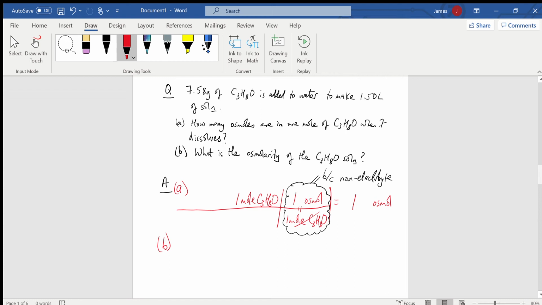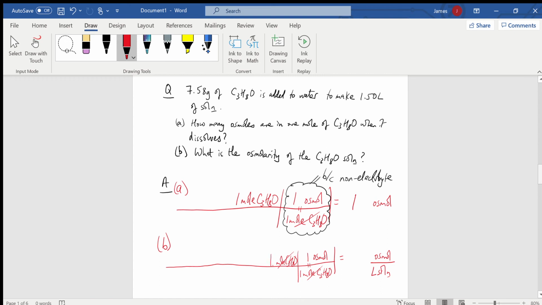Okay, part B reads, what is the osmolarity of the solution? So I need to figure out how many moles we have. I need osmoles per liter of solution. So this is where I need to say that 1 osmole is equal to 1 mole of C3H8O.